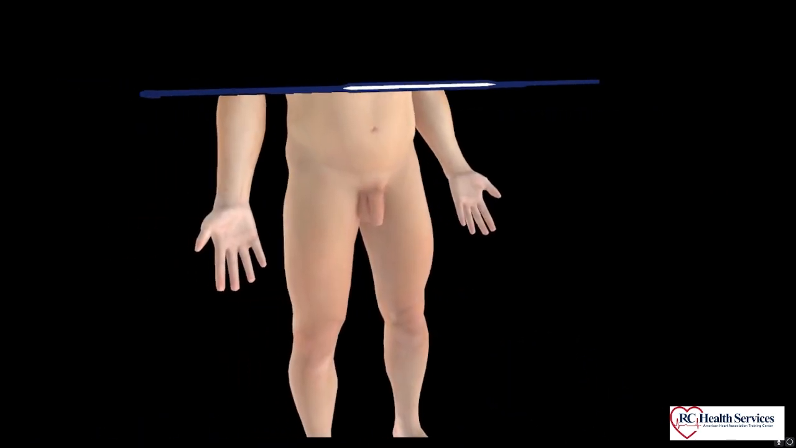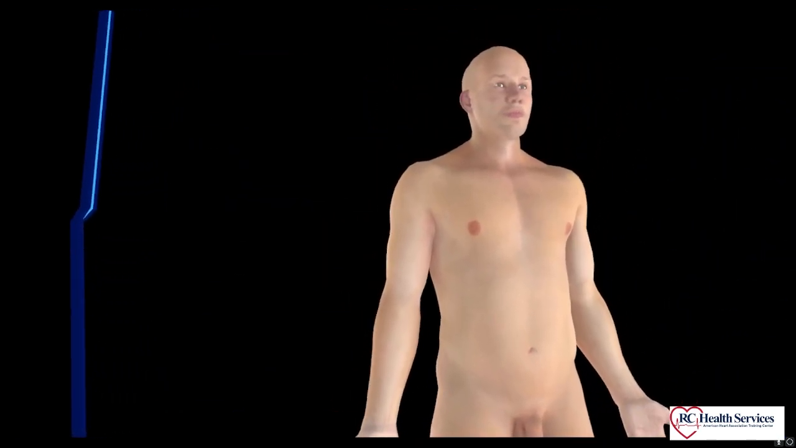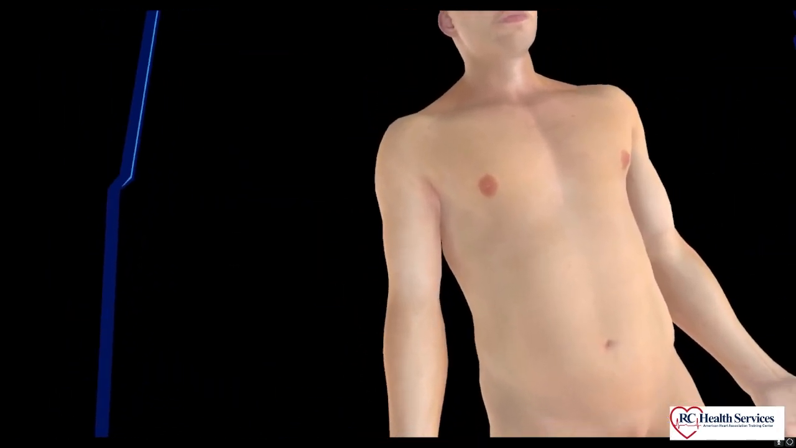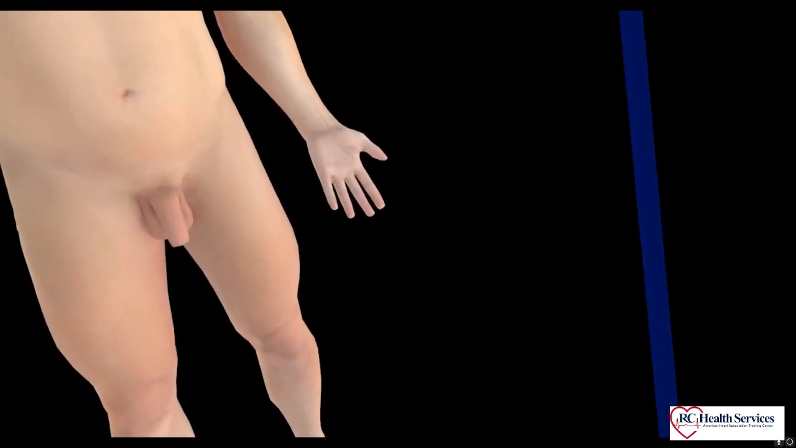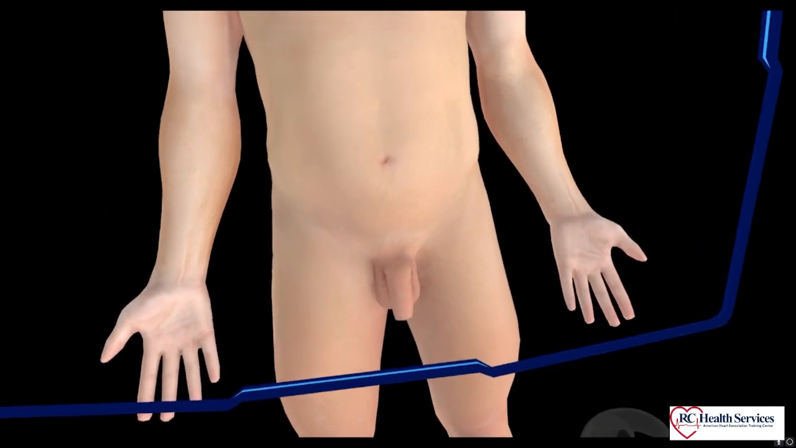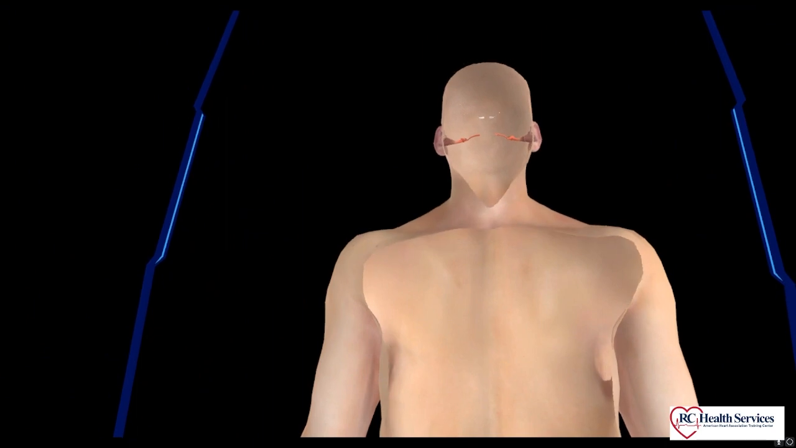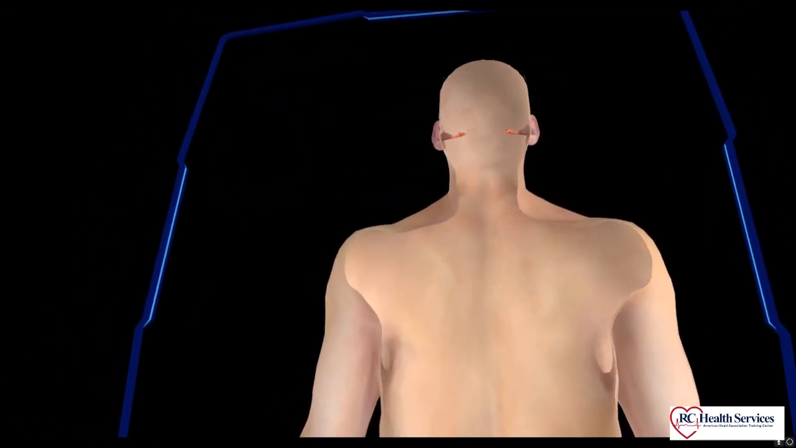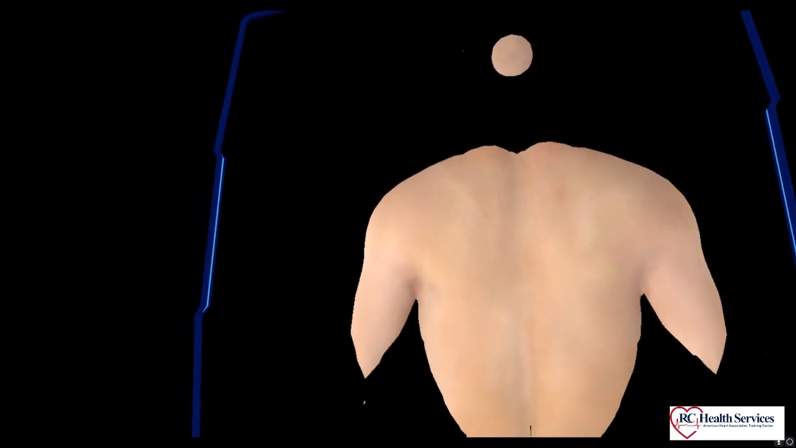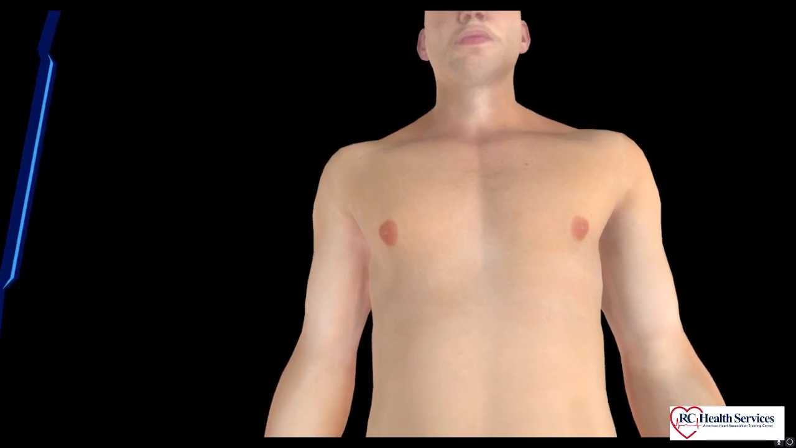So the first plane is going to be the frontal plane. This is going to differentiate between the back and the front of the body, or anterior and posterior portion of the body. So in this plane, we're going to cut the patient in half, again separating between the front and the back of the body.